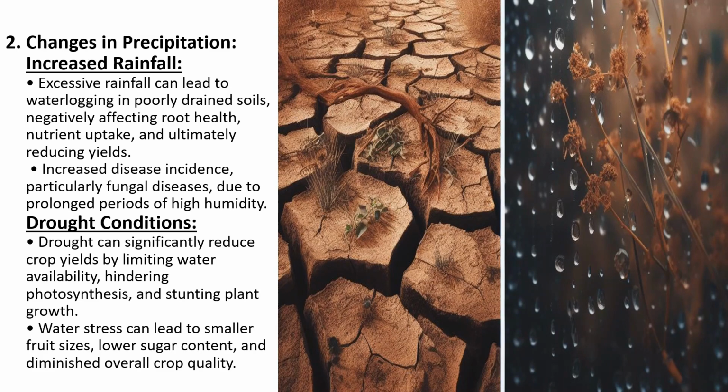Increased rainfall: excessive rainfall can lead to waterlogging in poorly drained soils, negatively affecting root health, nutrient uptake, and ultimately reducing yields. It also increases disease incidence, particularly fungal diseases, due to prolonged periods of high humidity. Drought conditions: drought can significantly reduce crop yields by limiting water availability, hindering photosynthesis, and stunting plant growth. Water stress can lead to smaller fruit sizes, lower sugar content, and diminished overall crop quality.